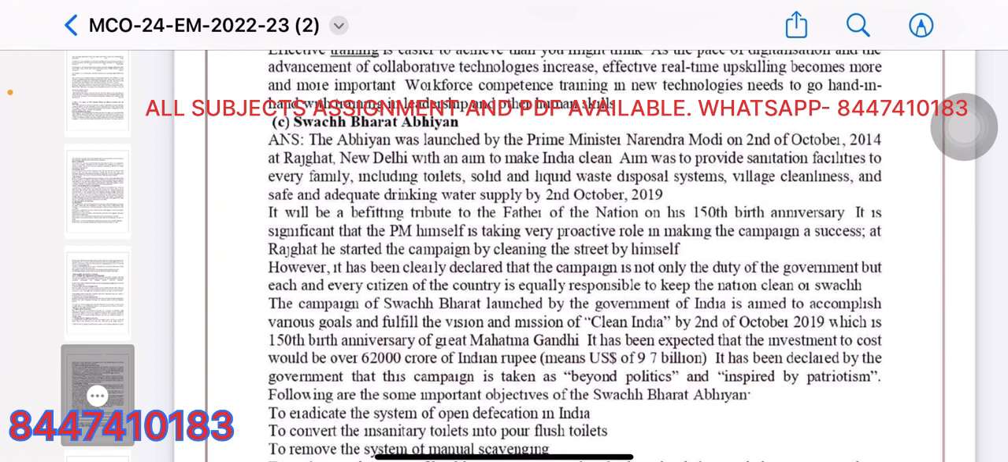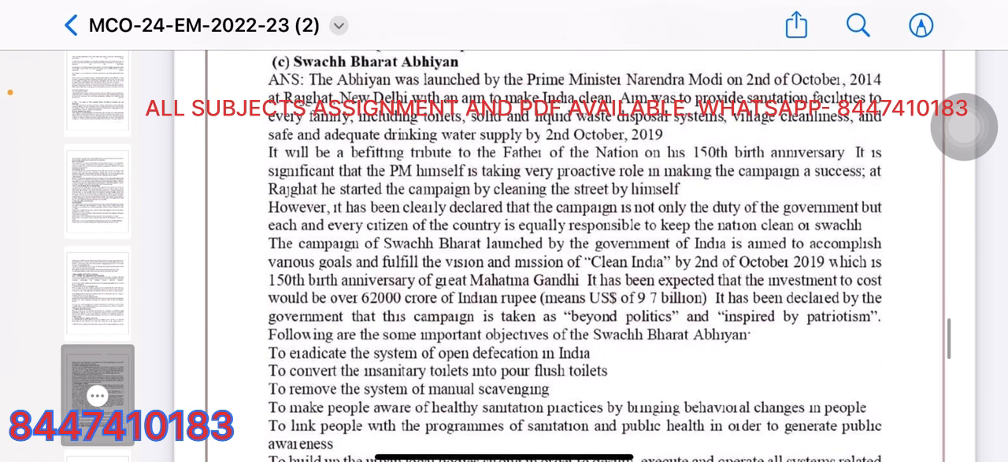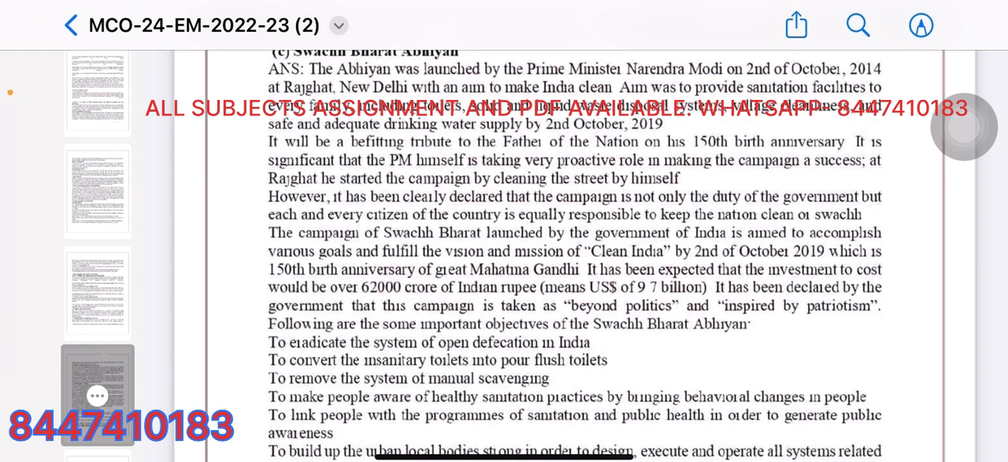It has been expected that the investment cost would be over 62,000 crore of Indian rupees, meaning US dollar 9.7 billion. It has been declared by the government that this campaign is taken as beyond politics and inspired by patriotism.